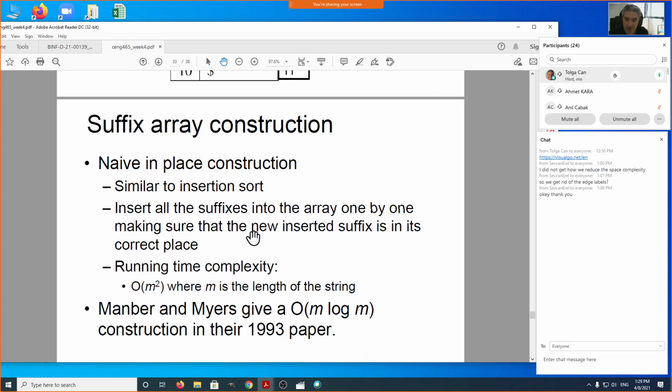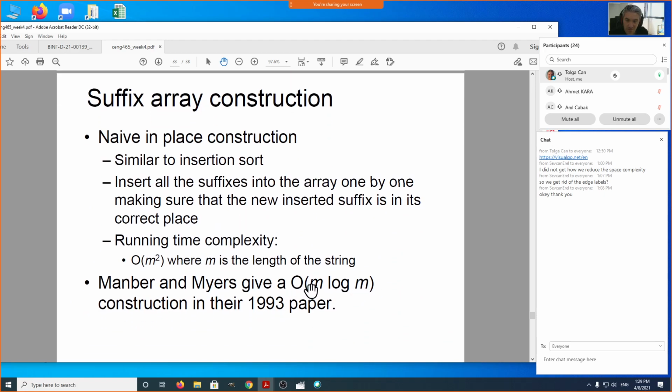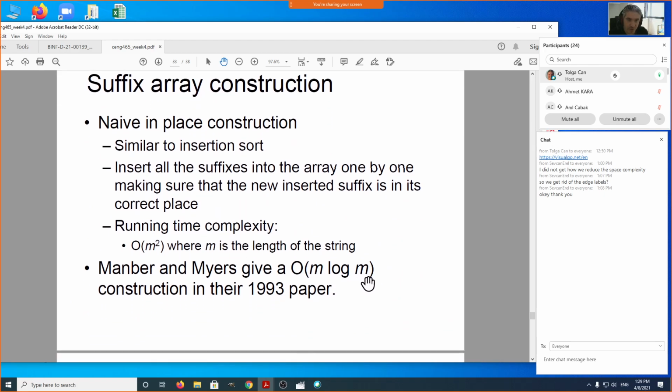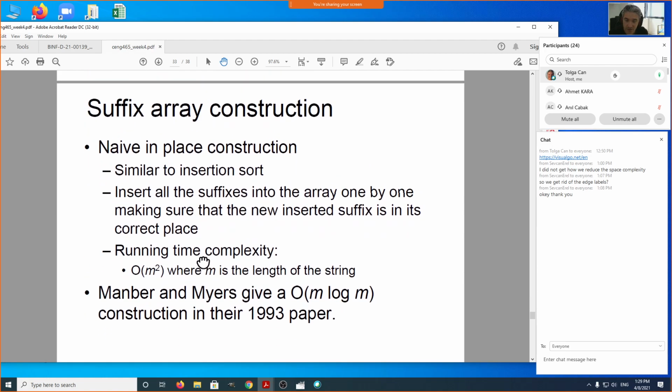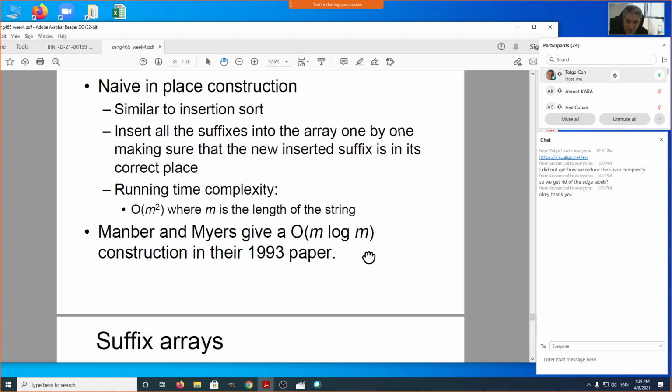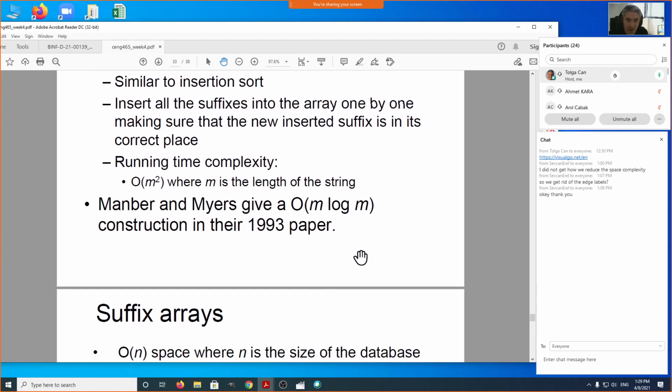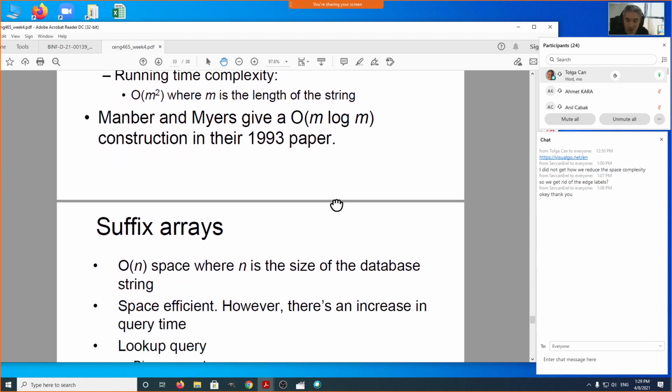Yeah, so this n log n construction is very intuitive. I mean, you just use any sorting algorithm you have. You will never use a quadratic running suffix array construction. Just sort the suffixes by using quick sort, merge sort, heap sort, whatever sorting algorithm you have.